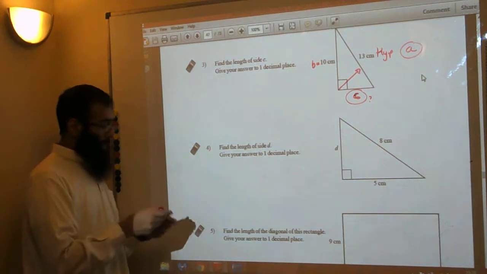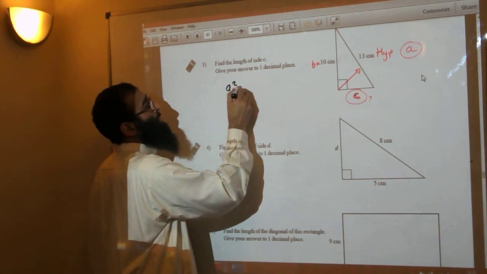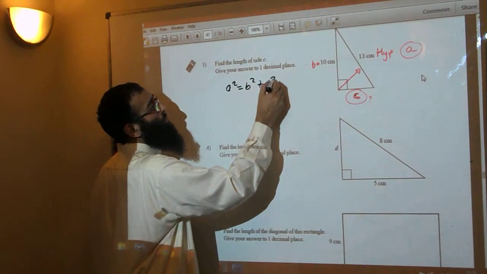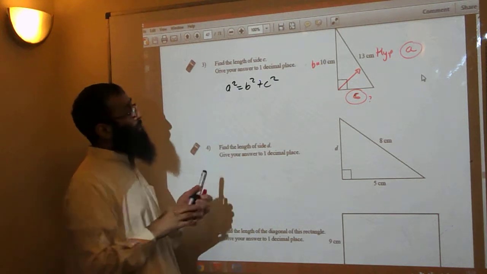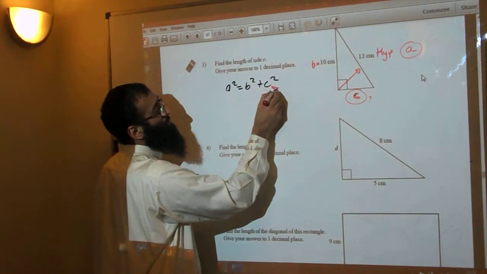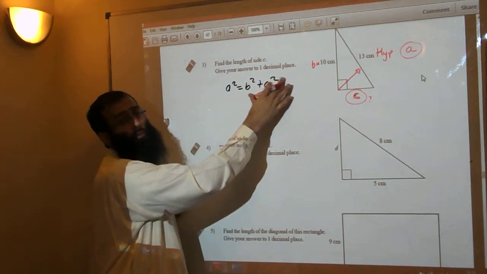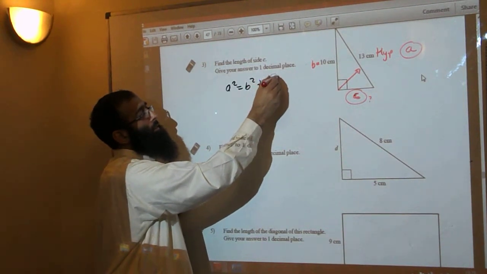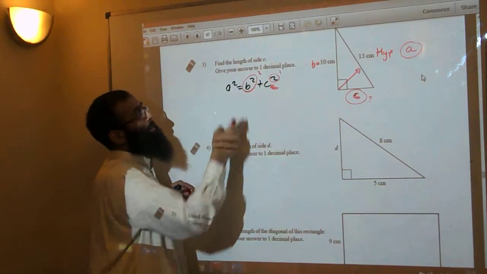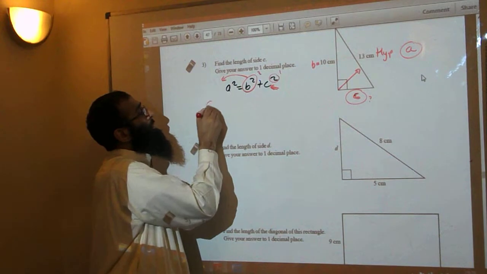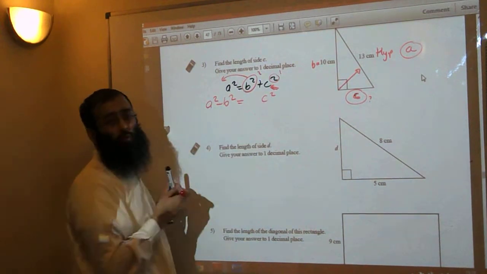Now, let's look at the formula again. The formula is A squared is equal to B squared plus C squared. Now you want to work out C. Okay folks, if you want to work out C, we have to make C the subject. So C squared is the first action, and then it's been added to B squared as the second action. So the opposite of adding B squared is subtracting. So you have A squared minus B squared is equal to C squared.